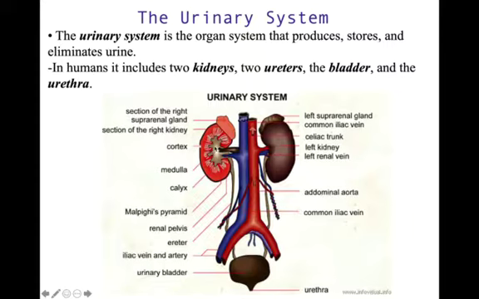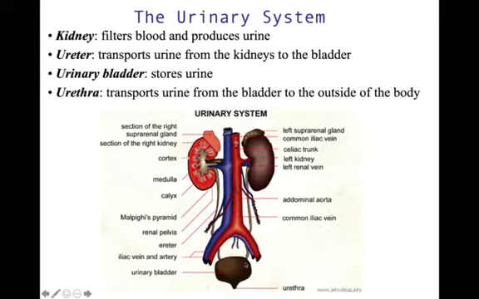So you have two paired kidneys, a right kidney, a left kidney, a right ureter, a left ureter, a single urinary bladder, and a single urethra. The kidney's job is to filter blood and produce urine, the same function that I gave you for the entire urinary system. The function of the ureters is to transport urine from the kidneys to the urinary bladder. The function of the urinary bladder is to store the urine, and the function of the urethra is to transport urine from the bladder to the outside of the body.